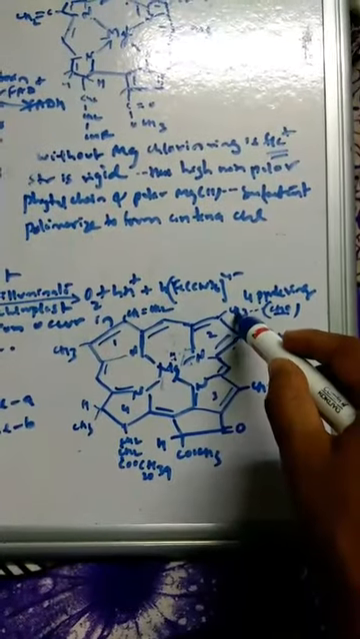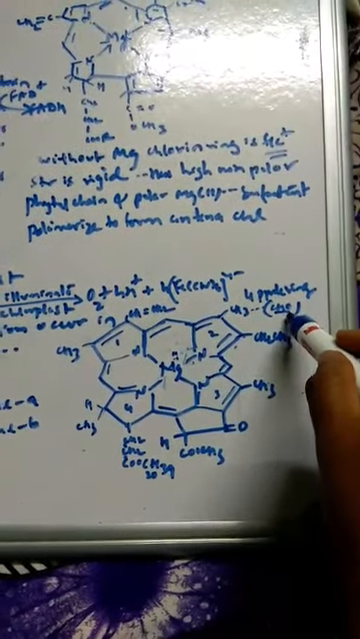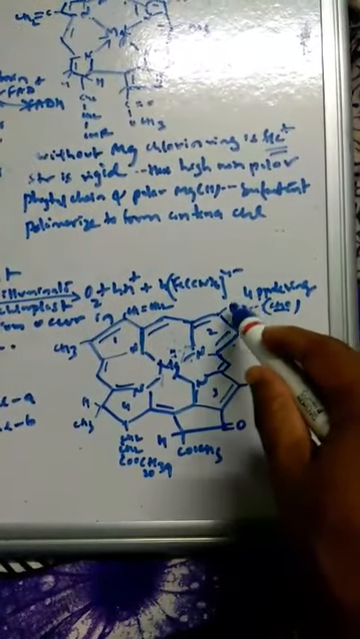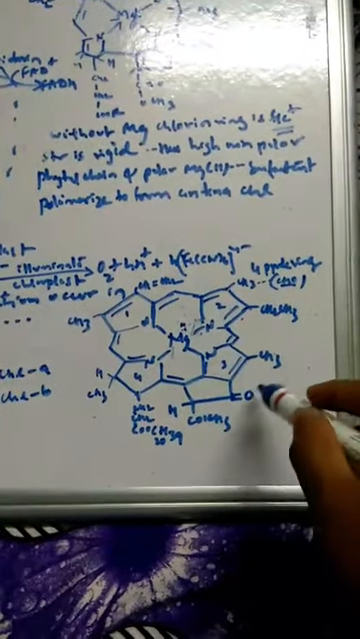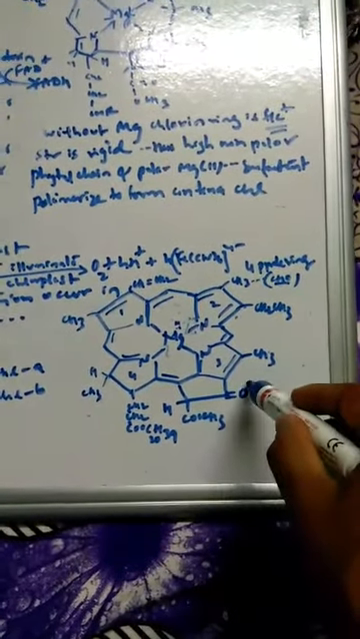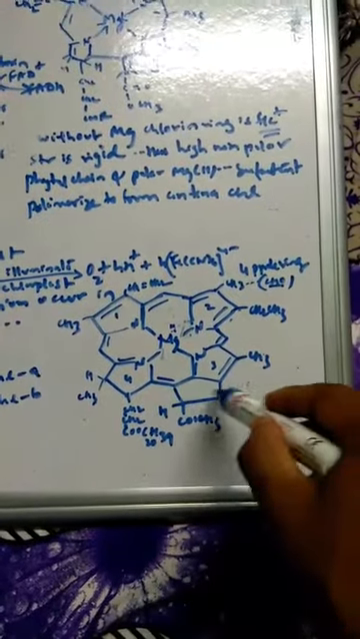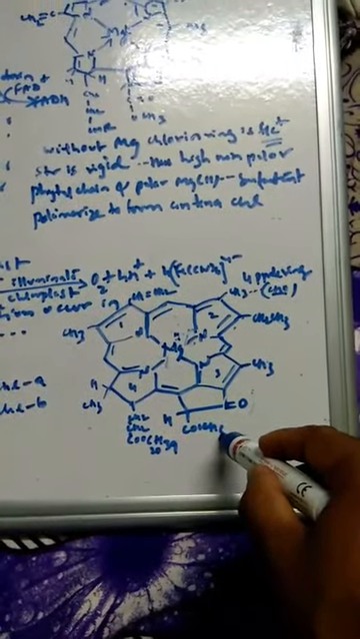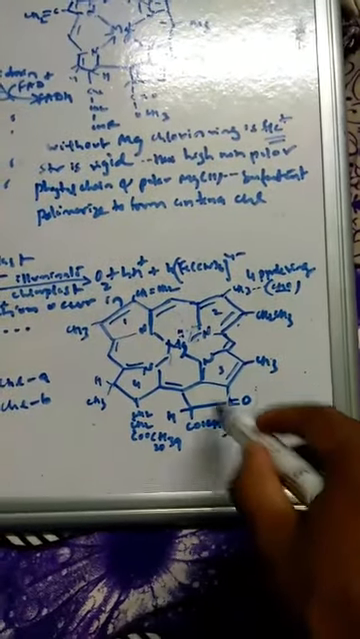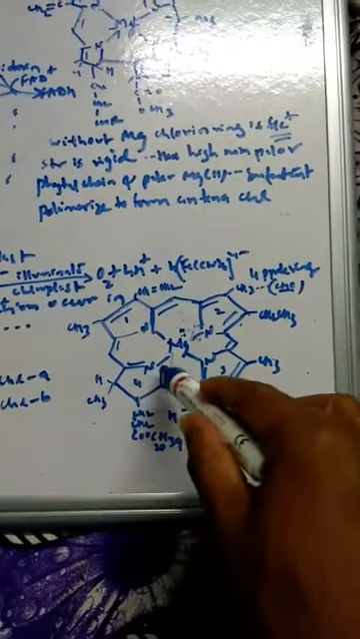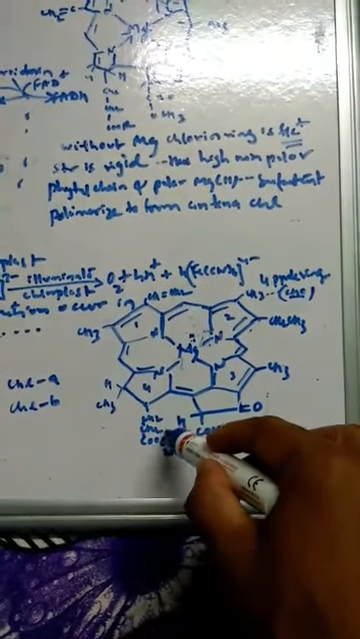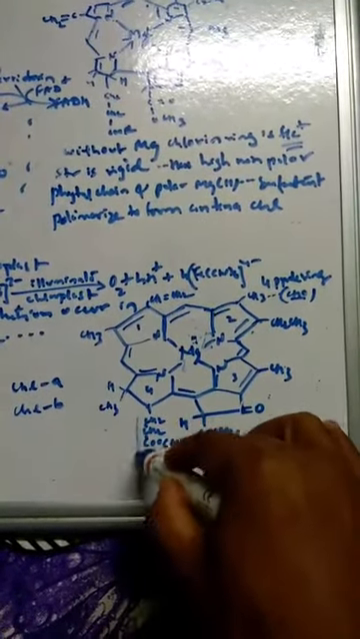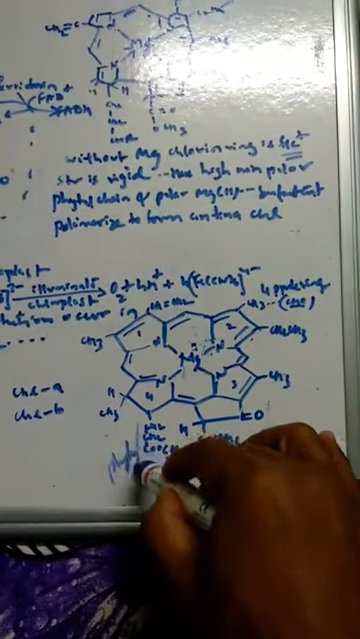Now if this methyl group is substituted by an aldehyde group, then that will be chlorophyll B. So chlorophyll A and chlorophyll B differ only in the substitution of methyl by aldehyde. After this CH3 group there is a keto group, one more pentagonal ring, attached to COCH3, and a long chain on the pyrrole ring: CH2CH2COO C20H39. This is called the phytyl group.